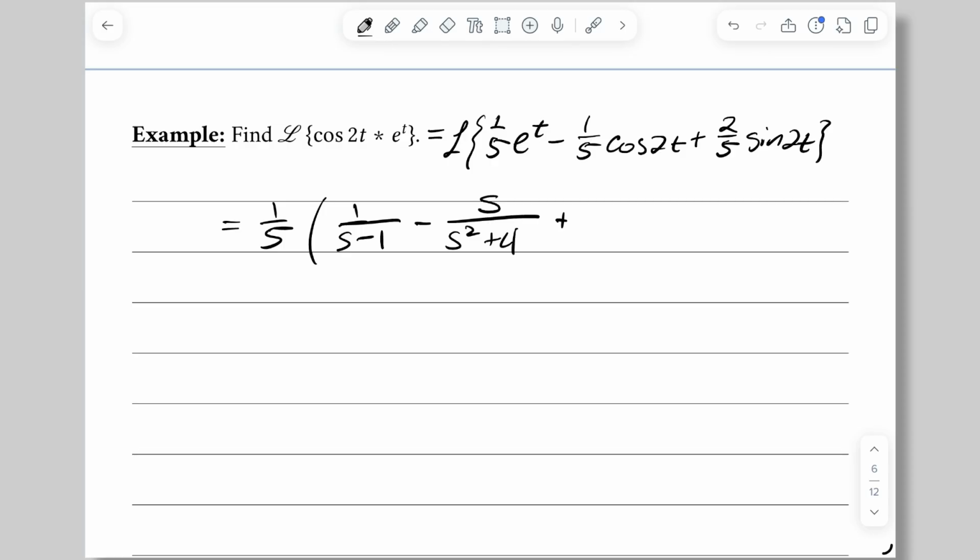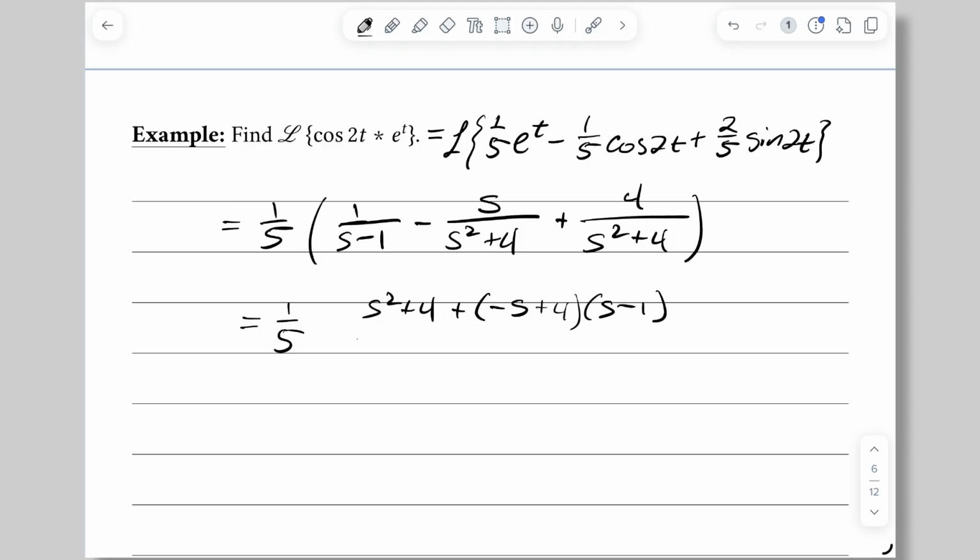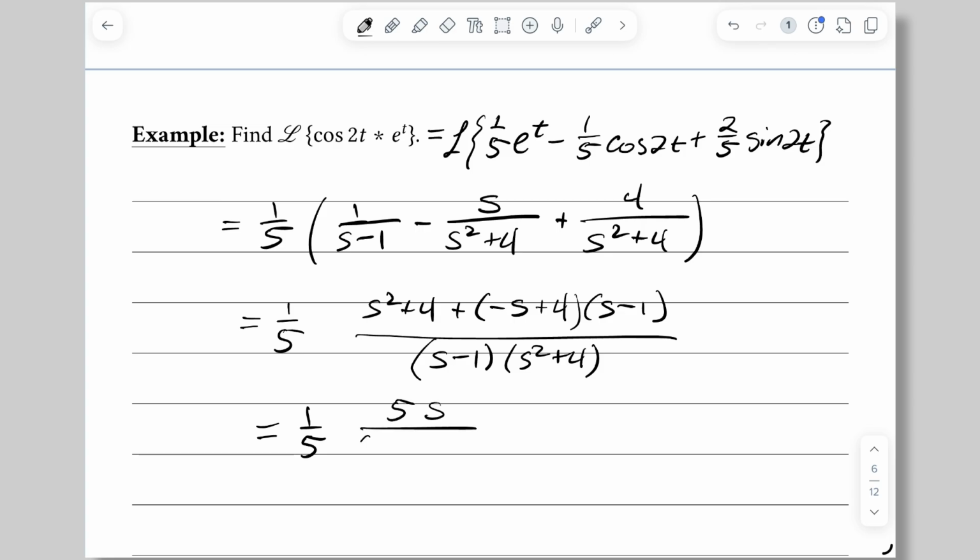And then for the sine, I only factored out 1/5, so we have a factor of 2 here. And then remember, the sine has k in the numerator over s squared plus k squared, so that's going to give us a 4 over s squared plus 4. Getting common denominators is going to give us s squared plus 4 plus a negative s plus 4 times s minus 1 all over s minus 1 times s squared plus 4. This is going to give us 1/5 times 5s over that denominator of s minus 1 times s squared plus 4.